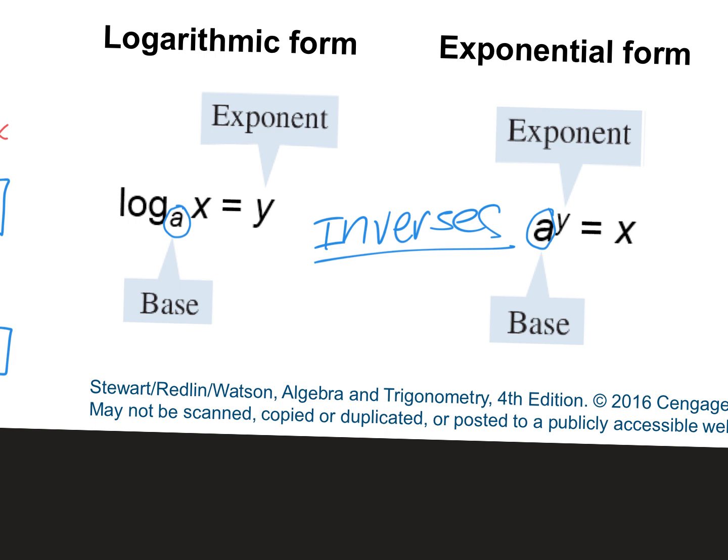Now, what happens when you go from one form to the other? It's really simple. If I start off in log and I go to exponential, the little base becomes the big base, which is right there. And then what happens with x and y? They switch spots. If you're going from log to exponential, then whatever's on the right-hand side goes to the exponent. When you're going the other way, it goes from the exponent down to the bottom.